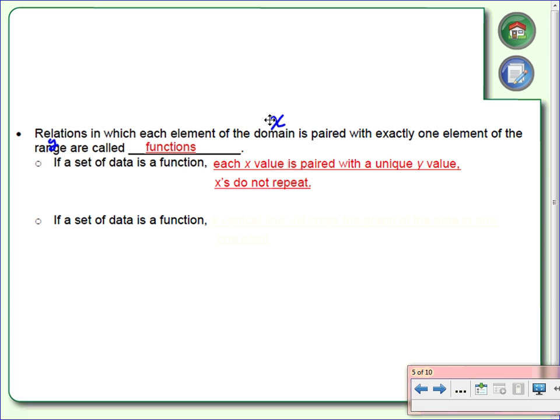Next one says, if a set of data is a function, a vertical line will cross the graph of the data in only one point.